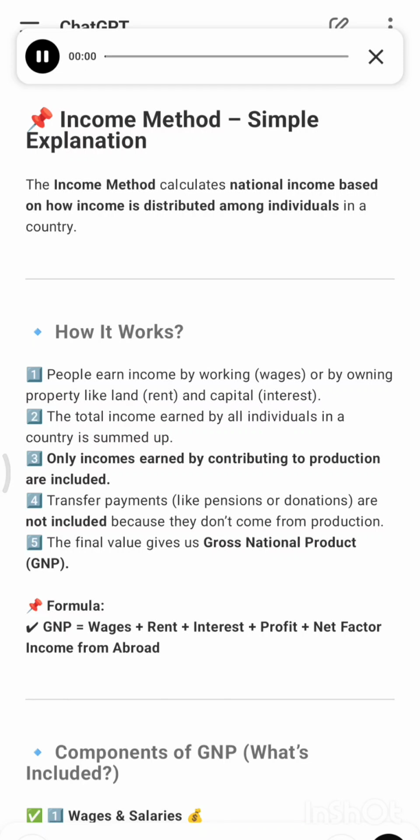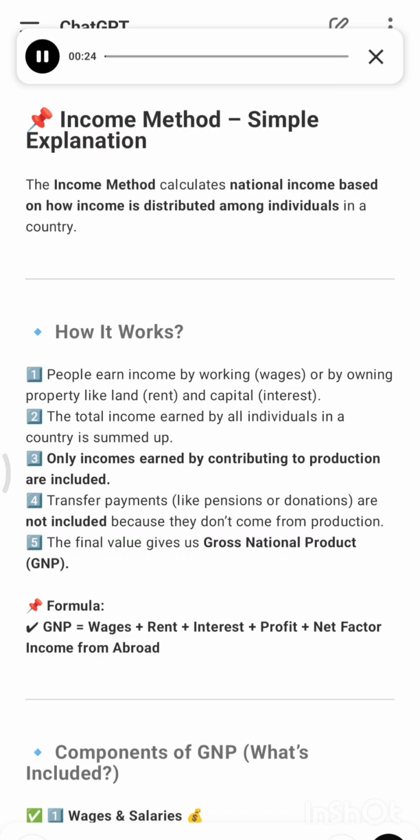Income method, simple explanation. The income method calculates national income based on how income is distributed among individuals in a country. How it works? 1. People earn income by working, wages, or by owning property like land, rent, and capital, interest. 2. The total income earned by all individuals in a country is summed up.